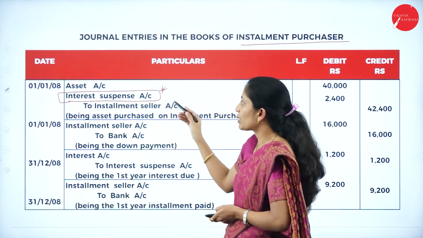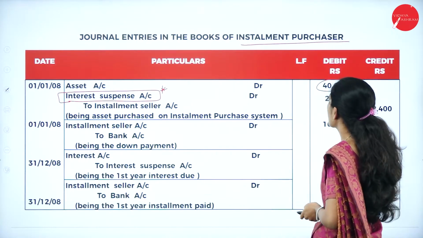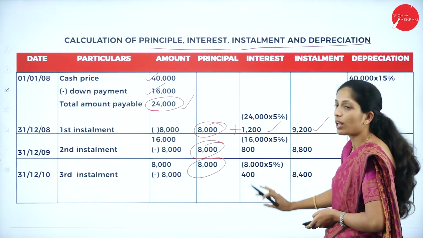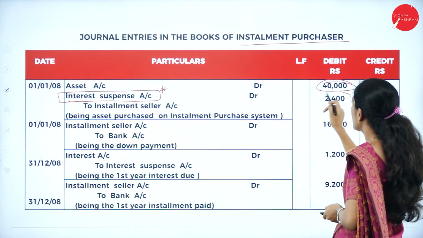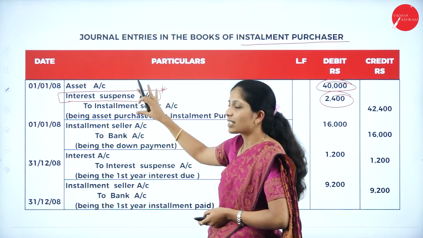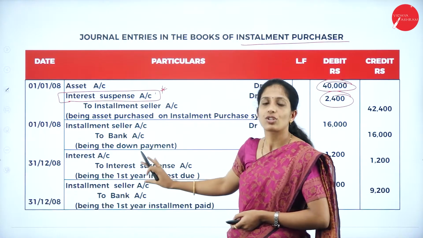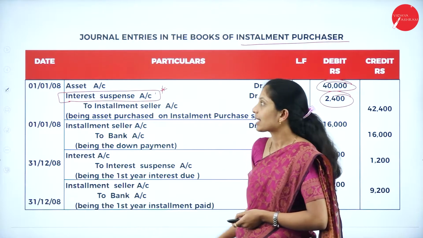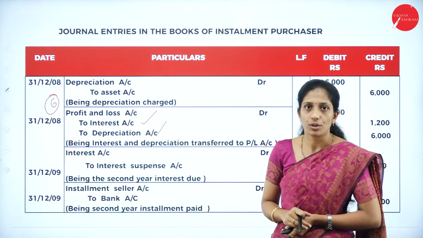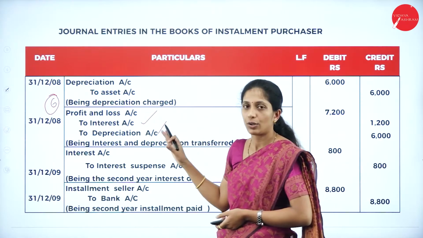So the first entry is for purchase of asset. Your entry will be in asset account, that is, the cash price of the asset, you will record here 40,000. Next, interest suspense account. Now the amount of interest, that is the total of all years' interest, you will add and record in interest suspense account, and you will transfer to installment seller account. So first entry is for purchase of asset, second entry is for down payment made, third entry is for interest due, fourth entry is for installment paid. Next, fifth entry is for depreciation charge, sixth entry is for transfer of interest and depreciation to profit and loss account. So we have gone through these problems, so you can go through that and you can clearly understand.